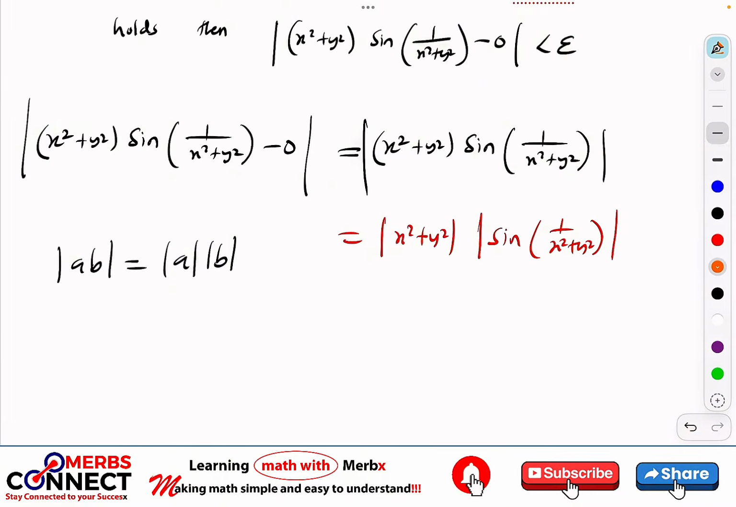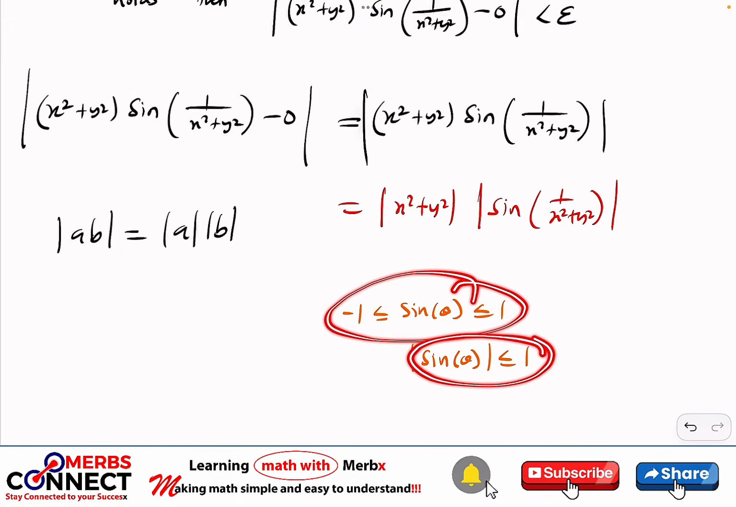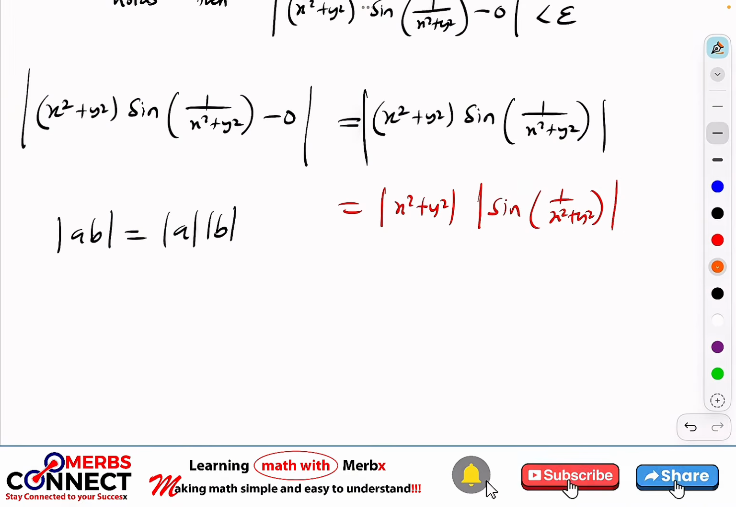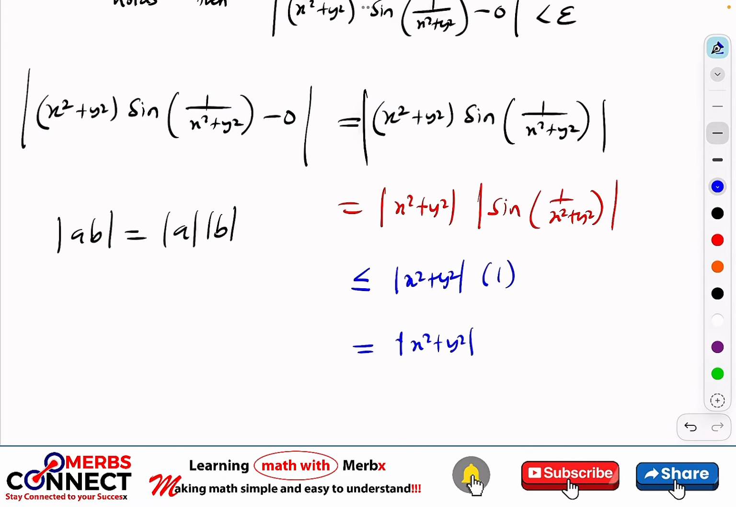So sine theta is between minus 1 and 1. And this is the same as absolute of sine theta less than or equal to 1. So sine is bounded by 1. So it means that this one here, if I set theta to be equal to 1 over x squared plus y squared, then this will be bounded by 1. So this is going to be less than or equal to absolute of x squared plus y squared times 1, because this is bounded by 1. And this is the same as absolute of x squared plus y squared.